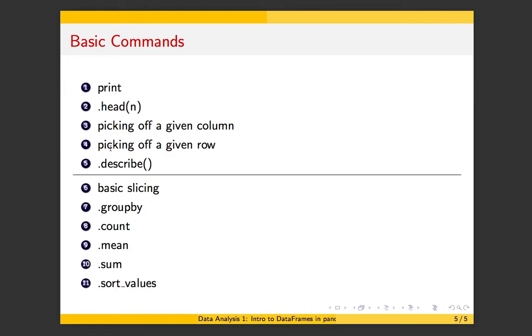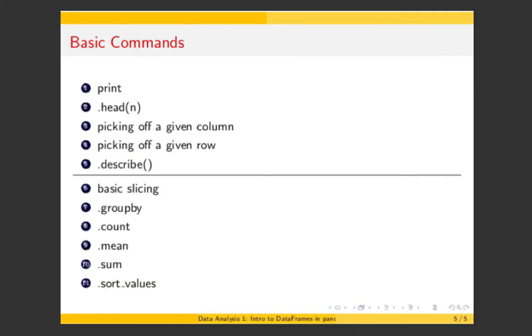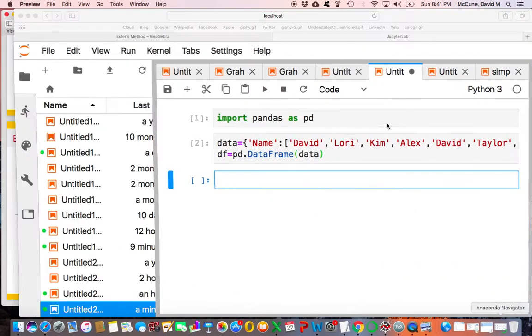So I'm going to show you these 5 right now. Print, head, getting a column, getting a row, and that .describe command.